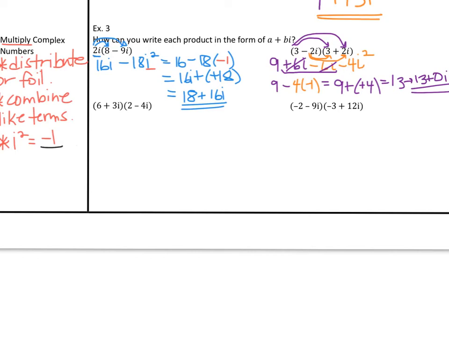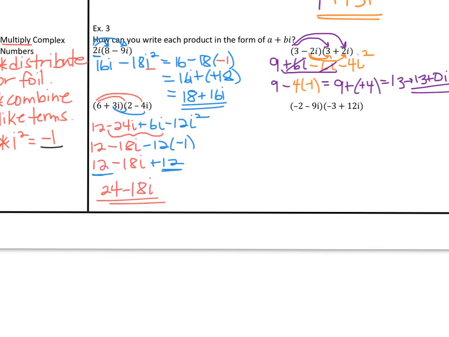Pause the video and see if you can FOIL and combine like terms. Once you think you have it, let's see how you did. Did you get 24 minus 18i? I hope so. When I FOILed, I took 6 times 2 and 6 times negative 4i, then 3i times 2 and 3i times negative 4i. And I got 24 minus 18i written as a complex number in standard form.